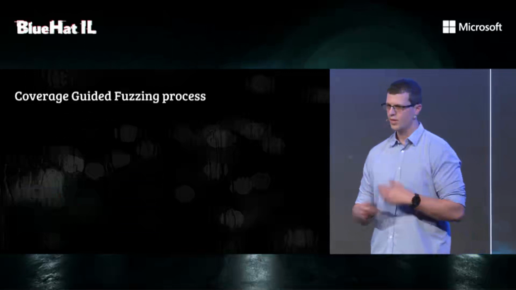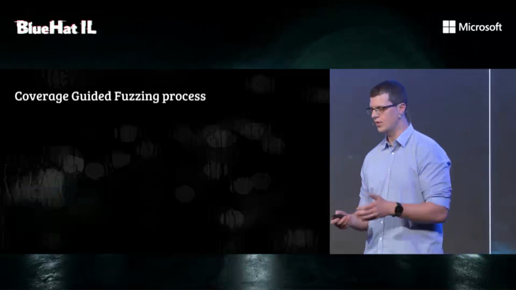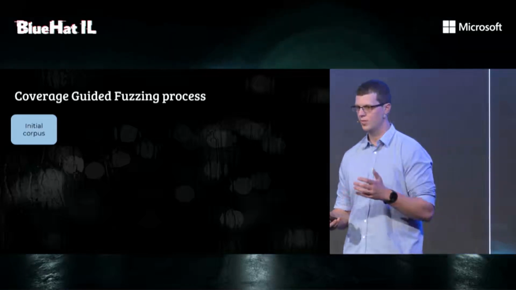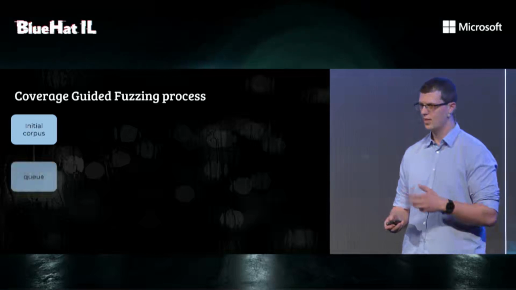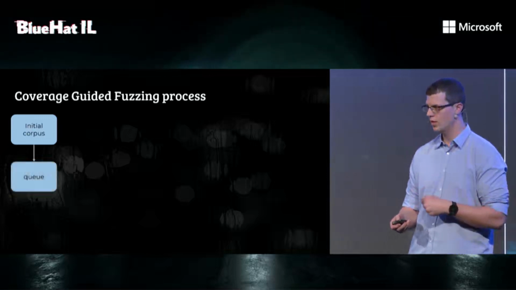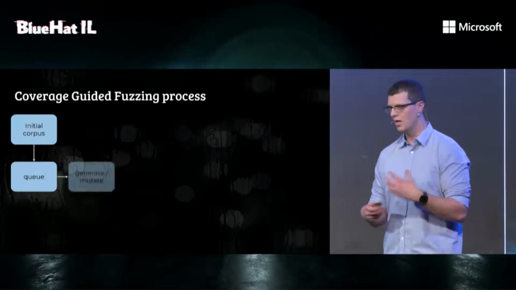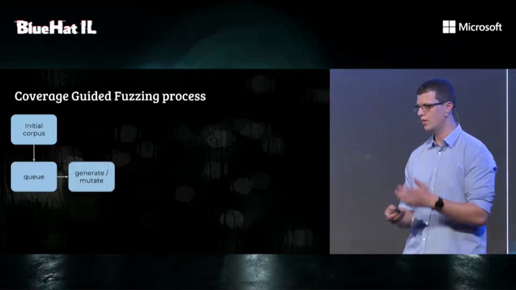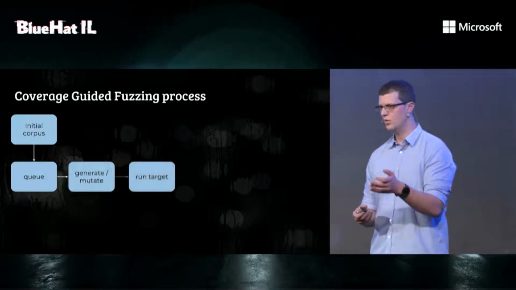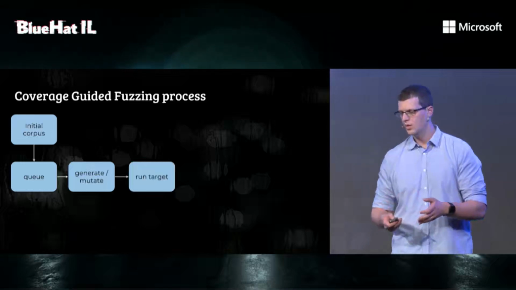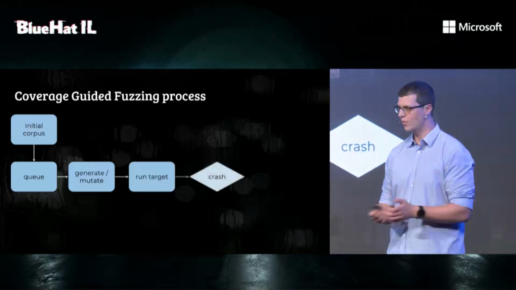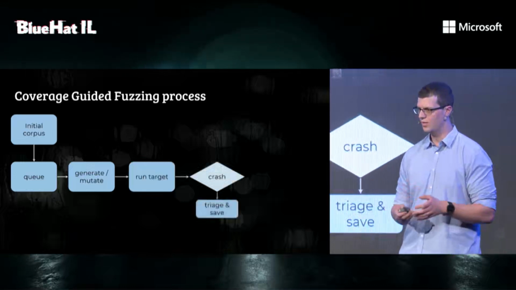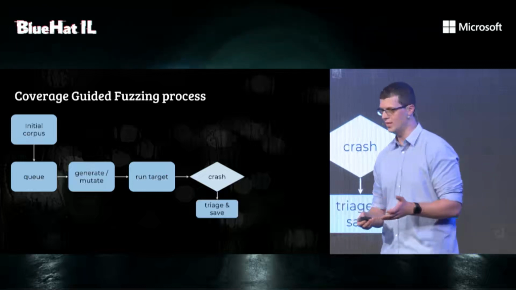So let's see the process of coverage-guided fuzzing and how it works internally. We start with an initial corpus, which is a fancy word for a bunch of inputs, usually files. We take the inputs and import them into the fuzzer queue. We either generate new input or select one from the queue and mutate it randomly, and then we feed it to our coverage instrumented program. Then, if the program crashed, that's great. We have a bug. We can triage it and save it. Triaging means looking for duplicates.